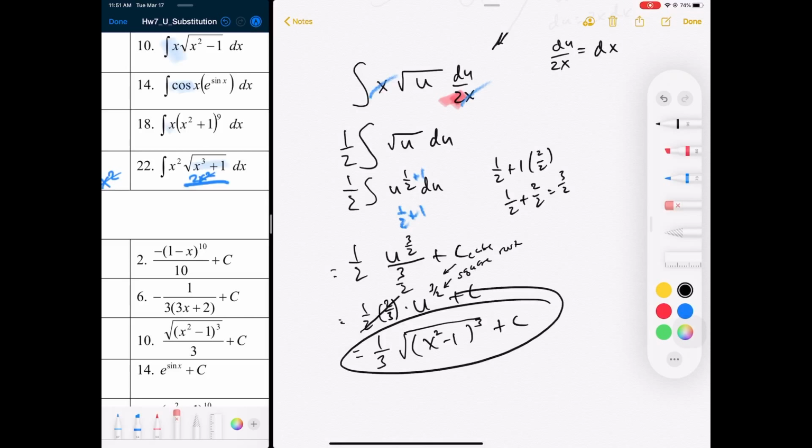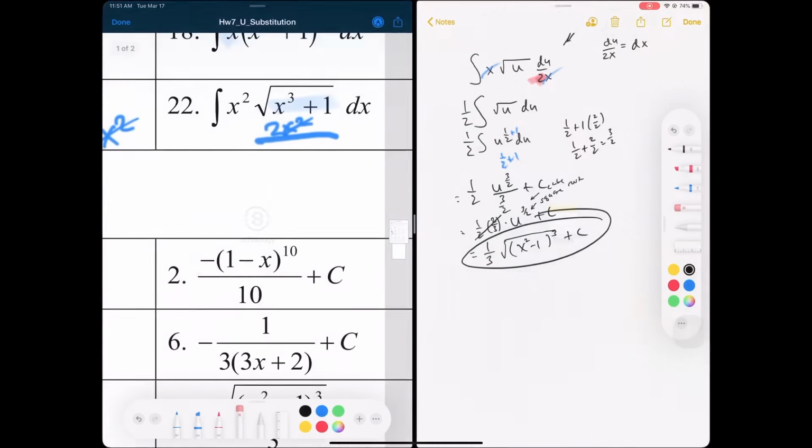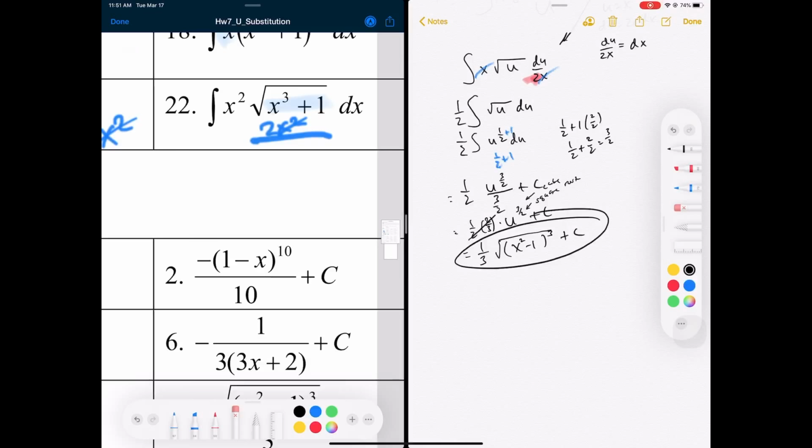Okay. I'll put up a list of problems so you guys can practice. If you guys have any questions on any of the problems, let me know. You really have to practice u-substitution. u-substitution is one of our major ways of taking integrals. Okay. Let me know if you need any more help.